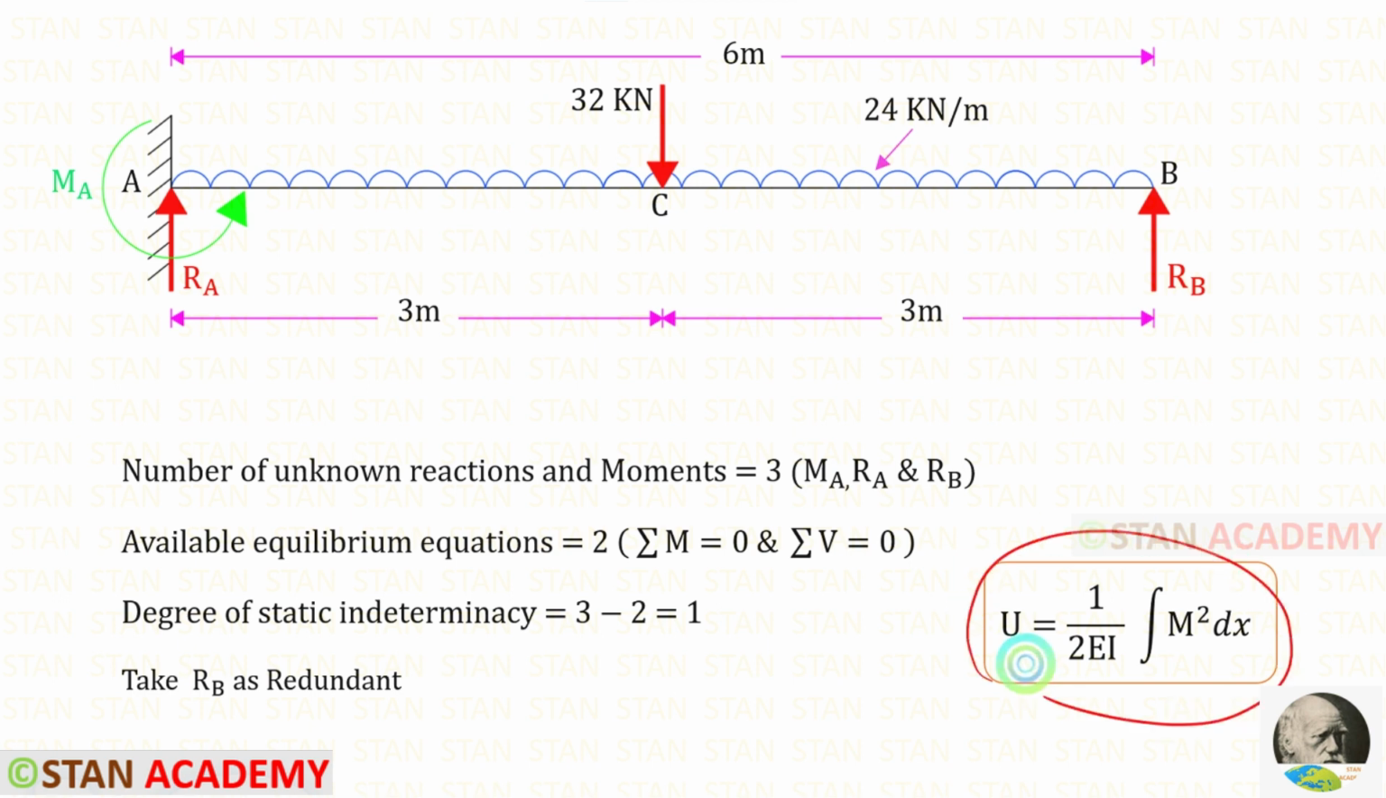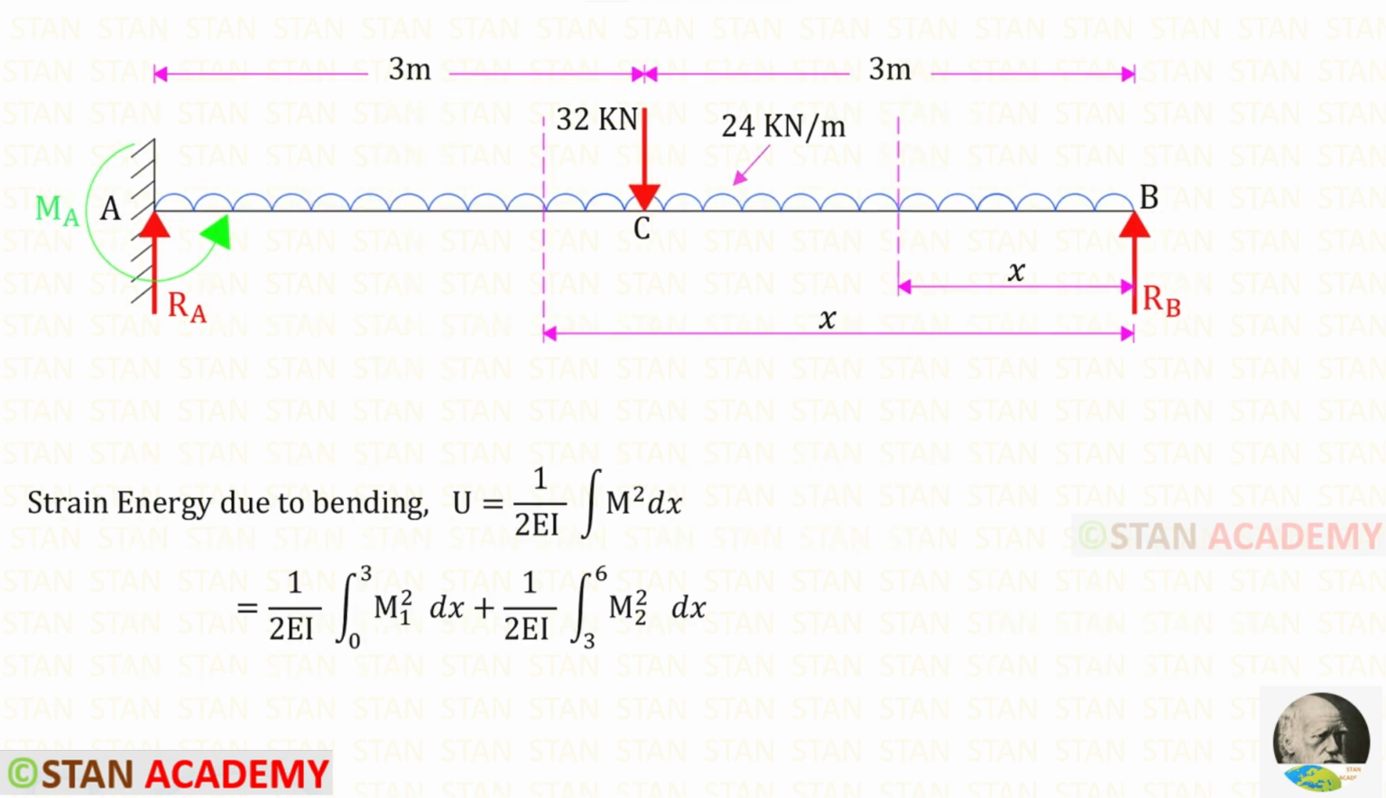We have to use this formula. Strain energy U is equal to 1 upon 2 EI integration of m square dx. To use this formula, we have to make sections. In this beam, there are two different parts, BC and CA. So we have to make two sections, one in BC and one in CA. You can see that I have made two sections, one in BC and one in CA. I have made both of the sections at a distance of x from the point B.